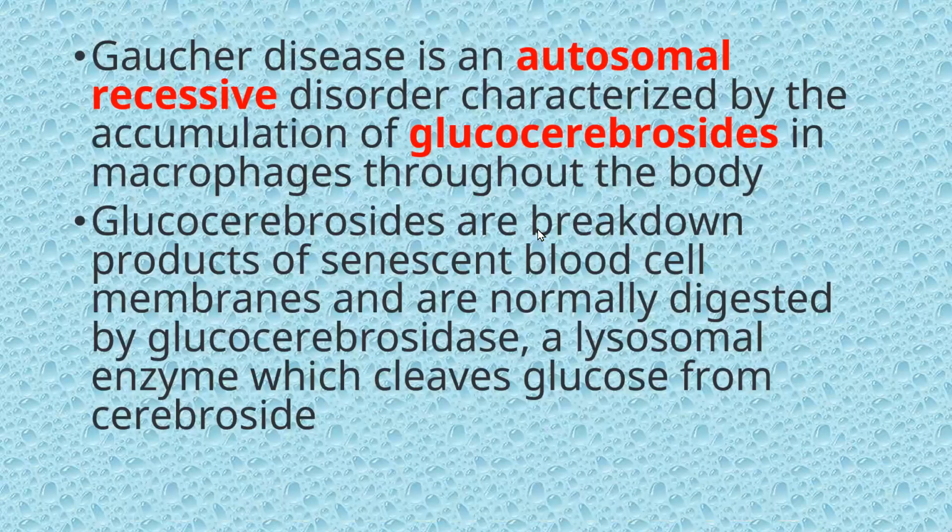Gaucher's disease is an autosomal recessive disorder. It's characterized by accumulation of glucocerebrosides in macrophages throughout the body. Why? Because we don't have the enzyme that breaks down the glucocerebrosides.